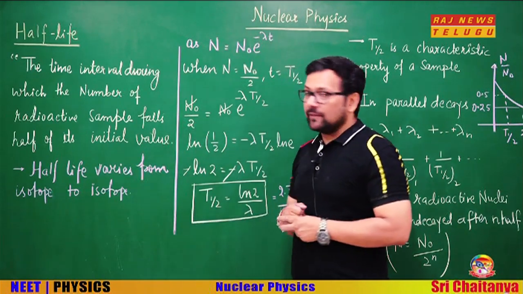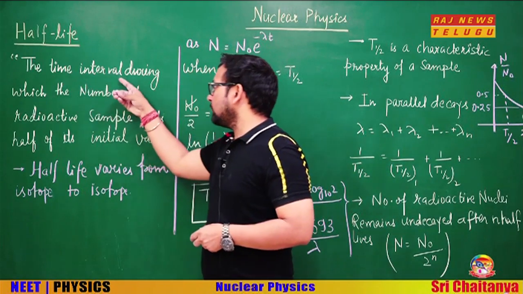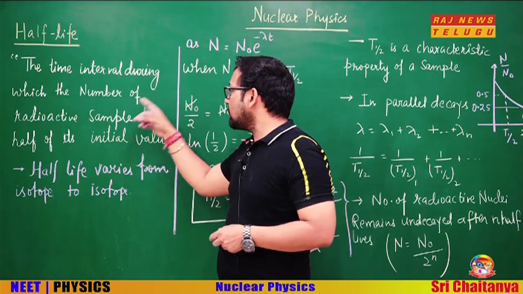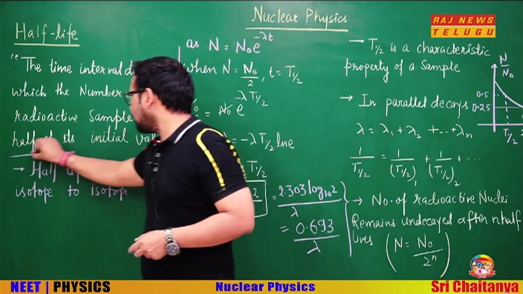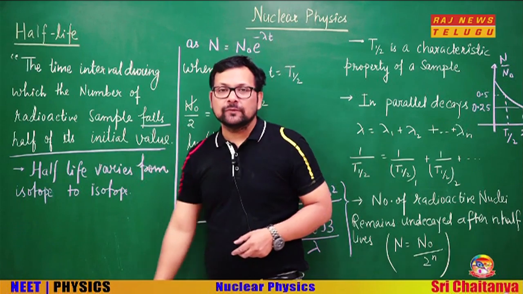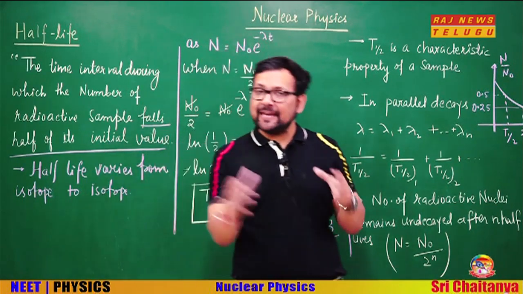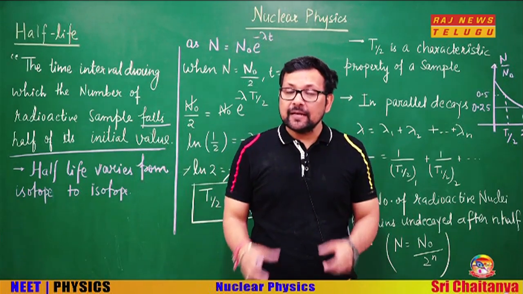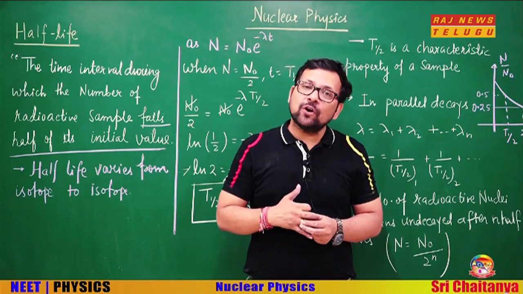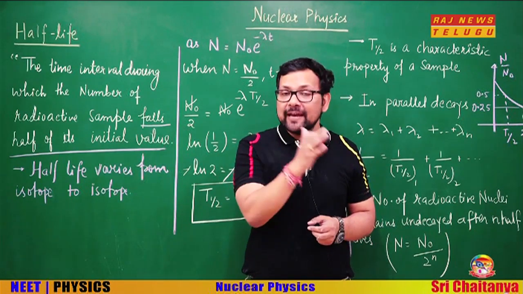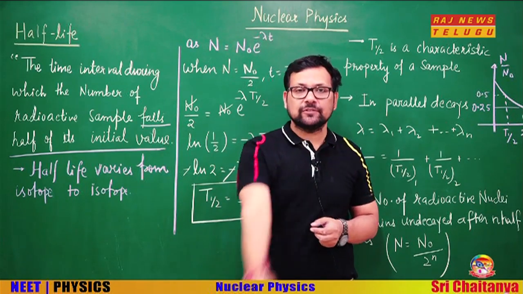See, what is half-life? First start with the definition. The time interval during which the number of radioactive nuclei in a sample falls to half of its initial value. So the radioactive sample is decaying to get stability. The time duration after which half of the number have decayed. So what is left? Half is decayed, half is left.